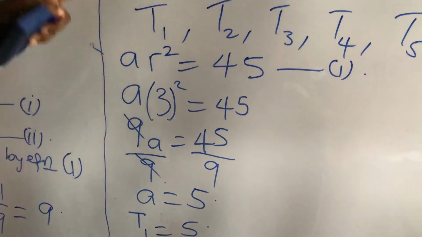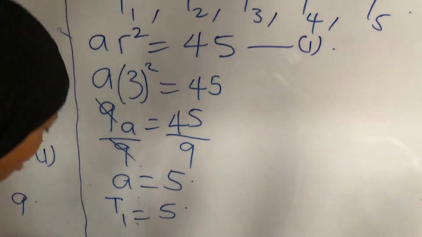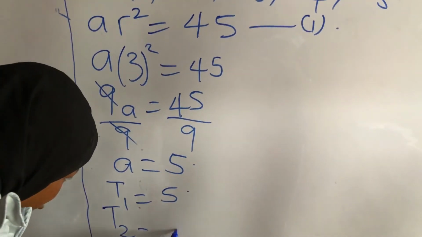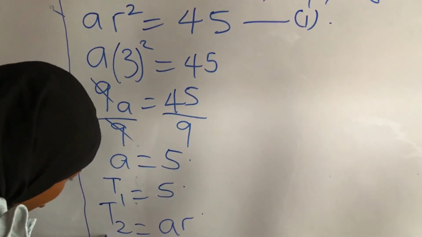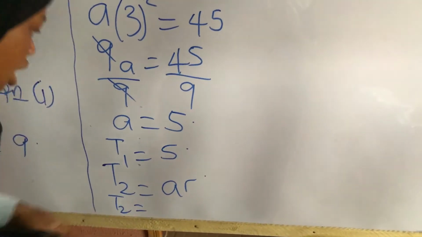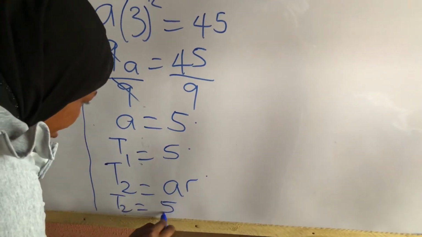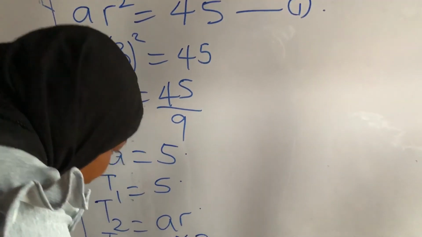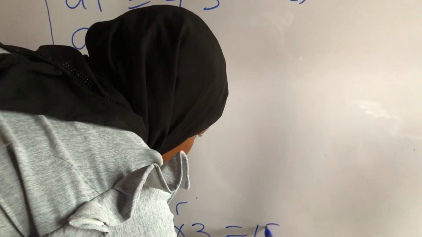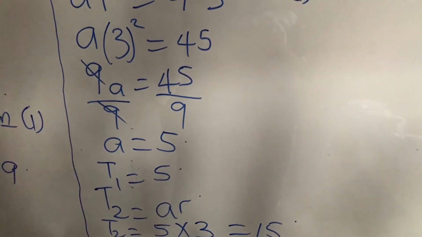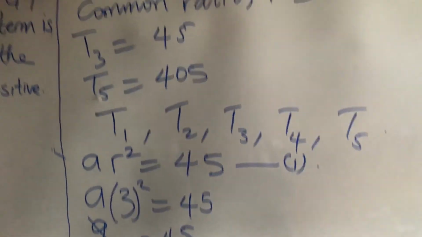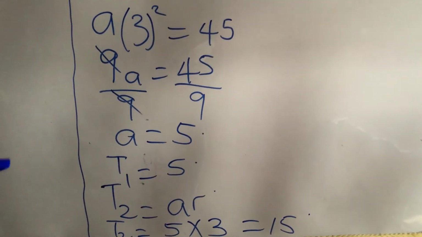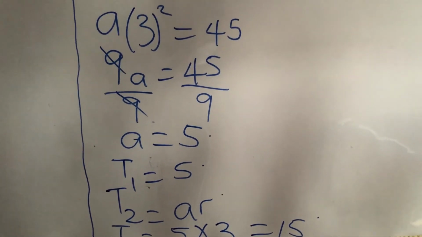So we need to find the second term. And the formula for the second term is equal to a r. So the second term will now be equal to, first term is 5 multiplied by the common ratio, and the common ratio is equal to 3. So the second term is equal to 15, and we know the third term to be equal to 45.